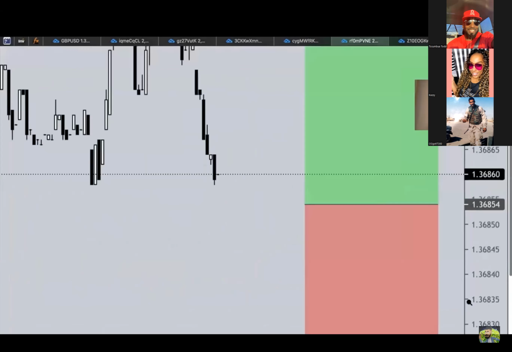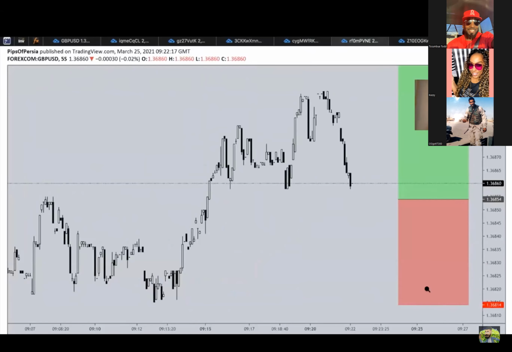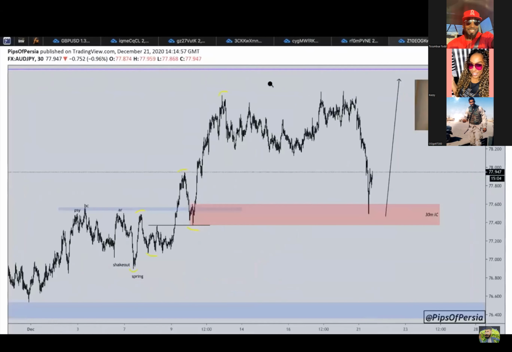That's your entry right over there and your stop loss right over here. I'm going to leave it for a few more seconds if you want to screenshot this. And then I want to go ahead and speak about the final scenario before I pass it to Vishal, which is our AUD-JPY.